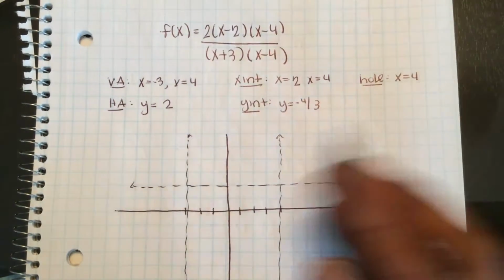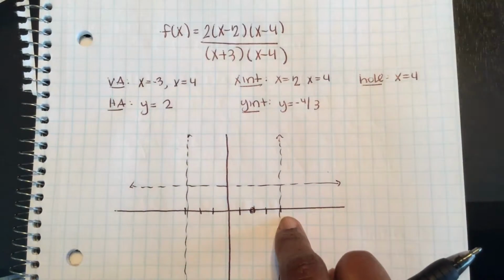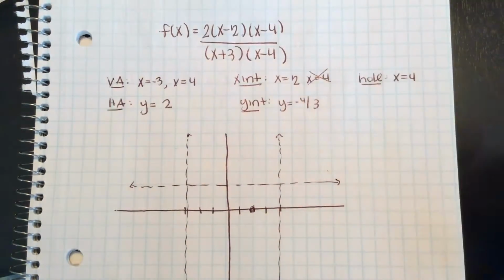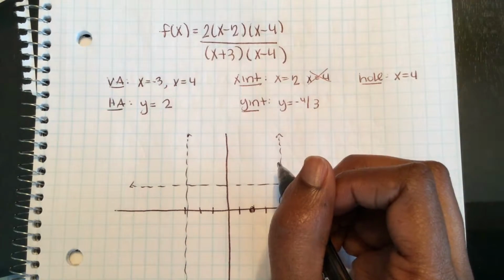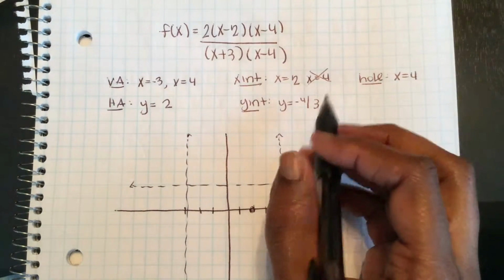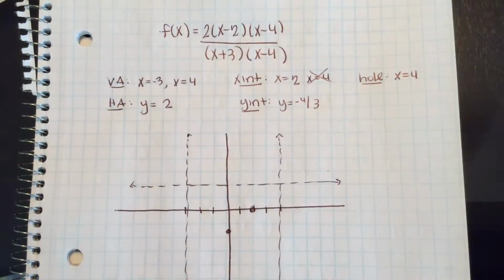Then I'm going to plot my intercepts. So my x-intercept is at 2 and 4, but 4 is impossible because that's where my asymptote is. And then also my y-intercept is at -4/3, so that's -1 1/3.